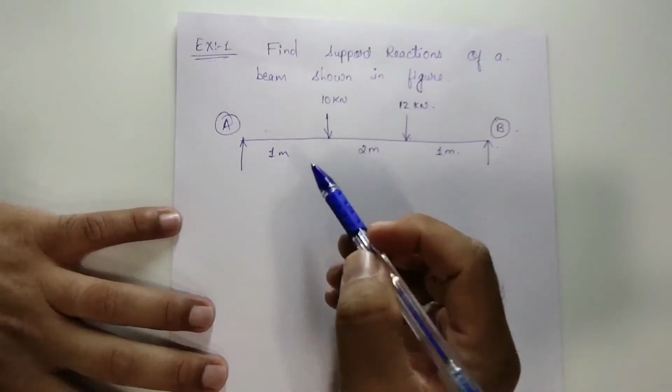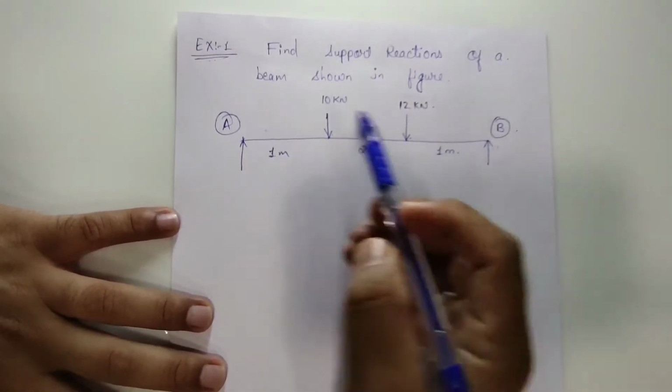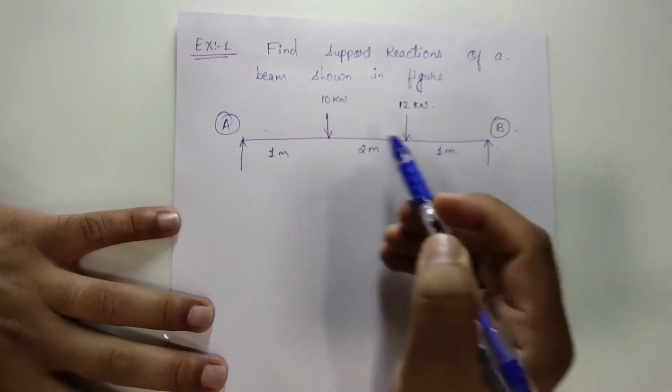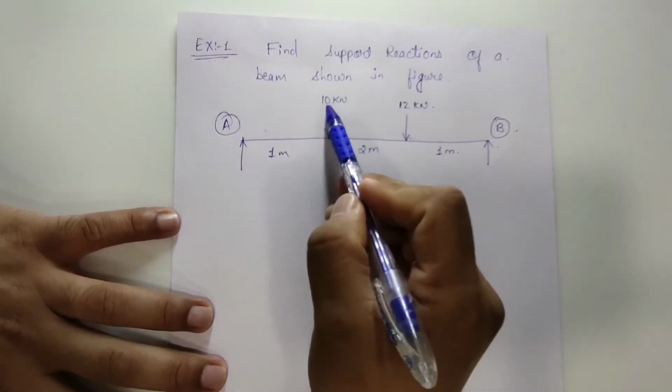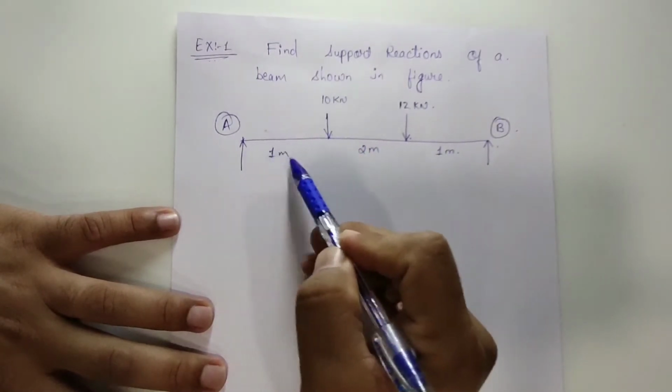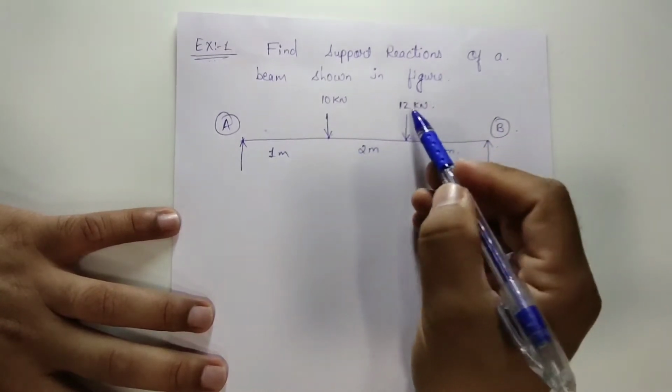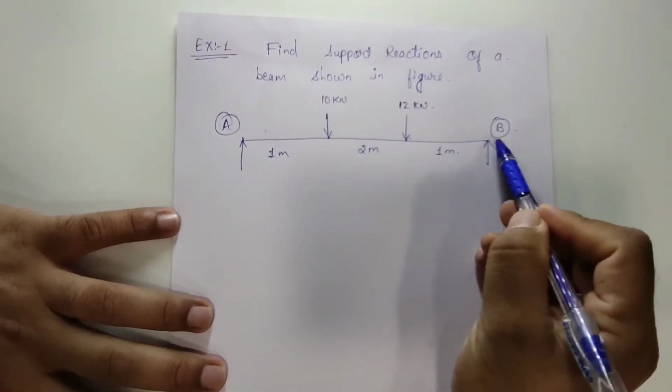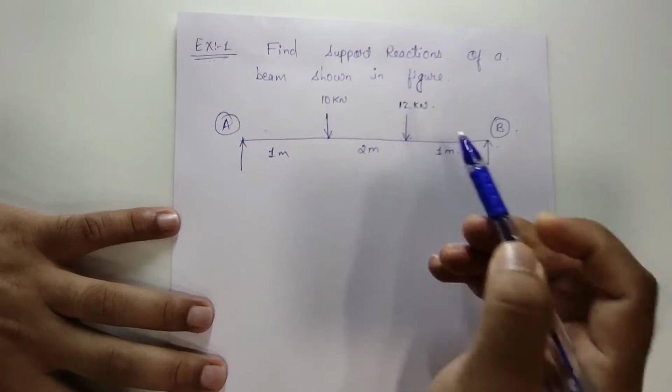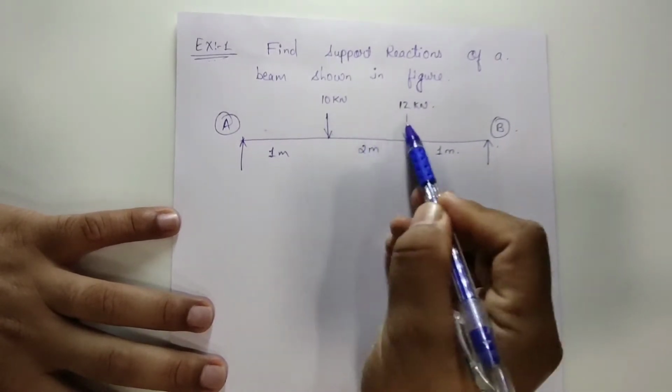Here you can see a simply supported beam with support A and support B, and two point loads acting. One is 10 kilonewton at a distance of 1 meter from support A, and one is 12 kilonewton at a distance of 1 meter from support B, and the distance between these two point loads is 2 meter.